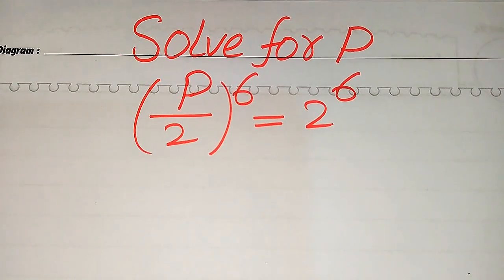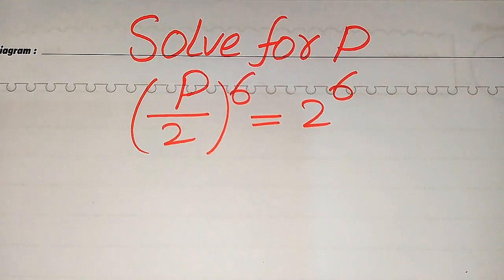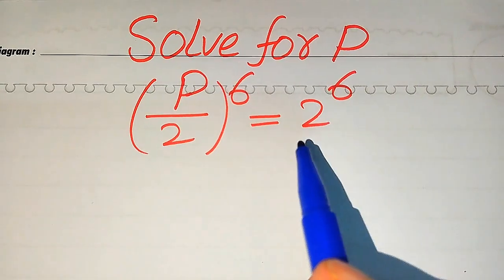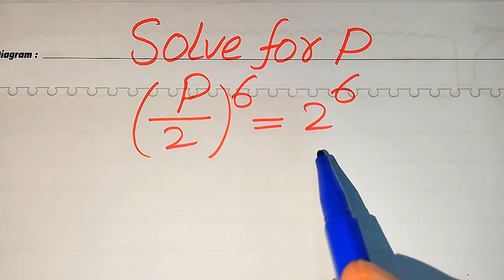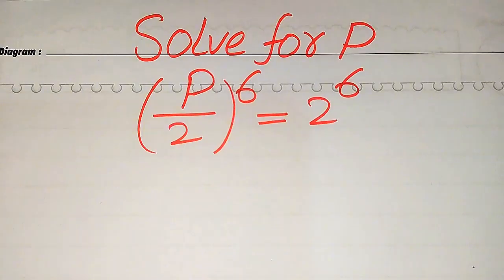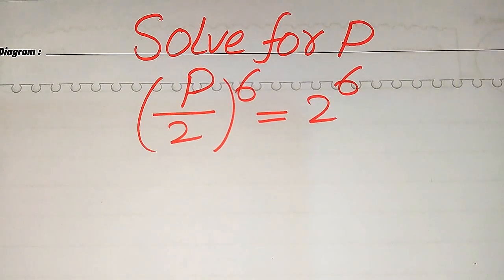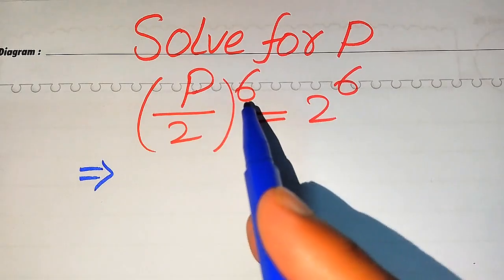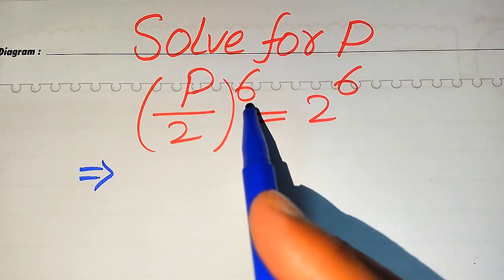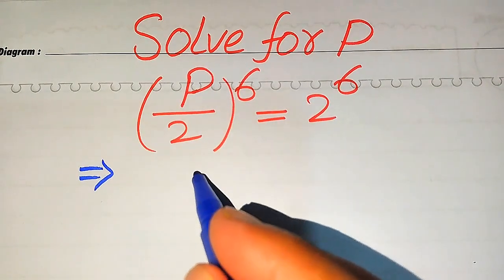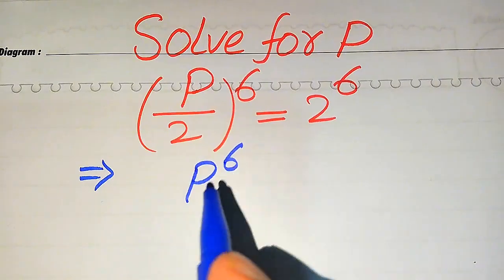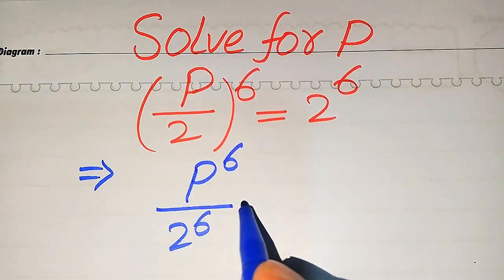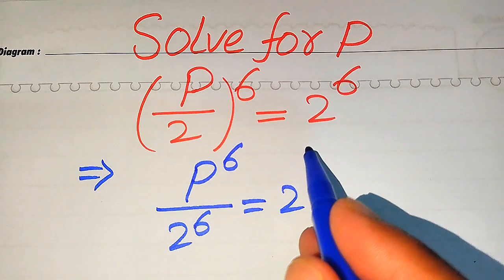Hello everyone, how to solve this problem for the values of p if we have (p divided by 2) and its whole power 6 is equal to 2 to the power of 6, and we solve this problem for all the values of p. So the very first thing we are going to do is write the exponent of this equation separately on both of these values, and after applying this exponent it will be written as p to the power of 6 divided by 2 to the power of 6 is equal to 2 to the power of 6.